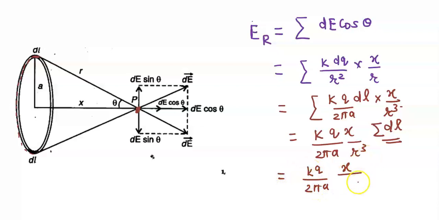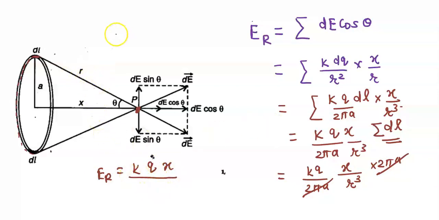upon r cube. Let it be r cube only, and then the summation of dl will be 2 pi a. Okay, 2 pi a will cancel. So now we have the resultant electric field intensity, and that is k q x upon r.